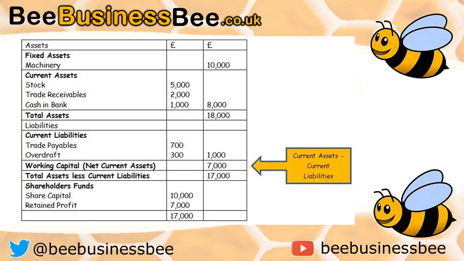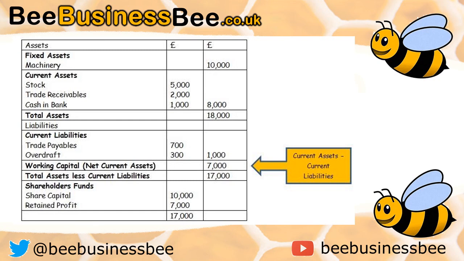Then of course I'm going to do total assets less current liabilities. Less means take away. It's a fancy word for take away. So my total assets minus my current liabilities means that in total my business has got £17,000. That's the value of my company.